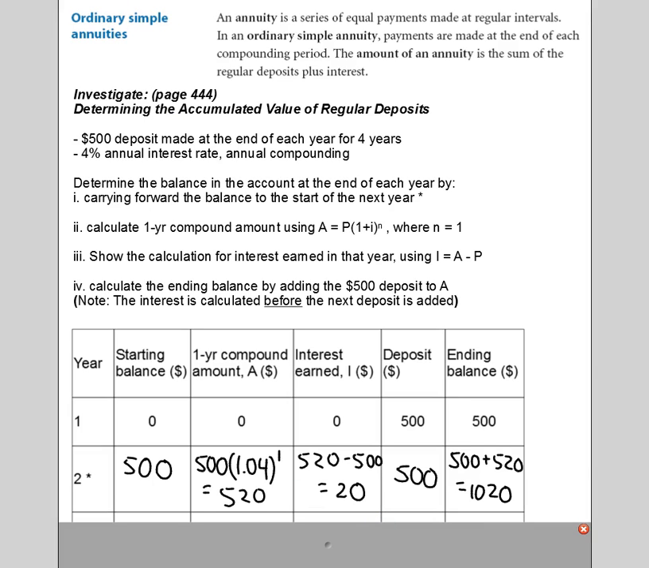So at a growth rate of 4%, $520 is obtained from a $500 principal, which means that $20 interest was earned. The $500 deposit is more of your money going into the account, which now gets rolled in together, combined with the 1-year compound amount. So we'll have our $500 deposit plus the $520 from that second year, which gives us a year ending balance of $1,020, by the time the second year has ended.